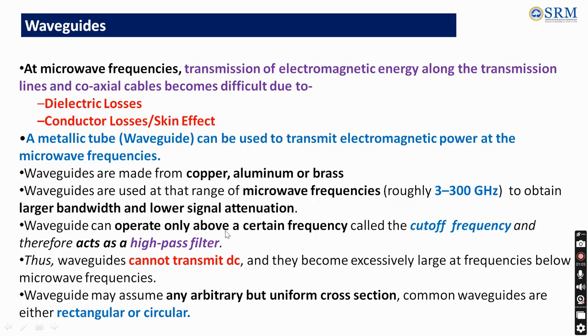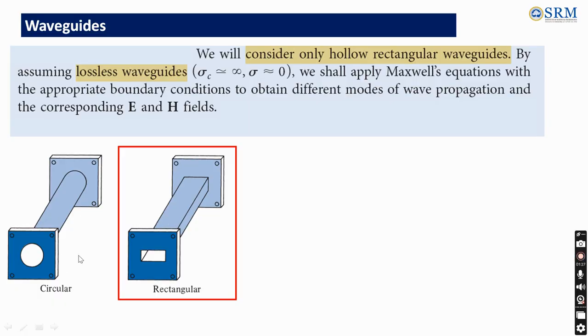And waveguides usually operate above a certain frequency called the cutoff frequency, and hence a waveguide acts as a high pass filter. And we should know that waveguides cannot transmit DC, direct current. A waveguide can assume any arbitrary but uniform cross section, and the common waveguides are circular or rectangular in shape. We are going to focus on a rectangular waveguide and find the wave equations for this.